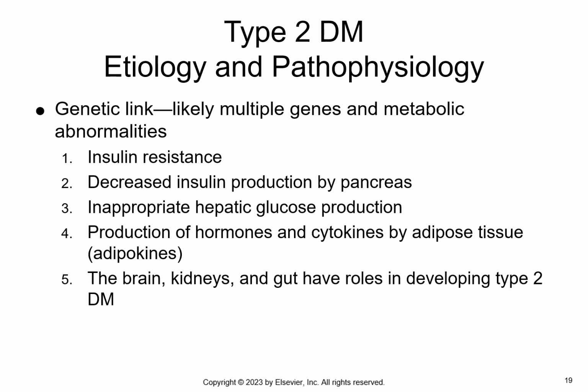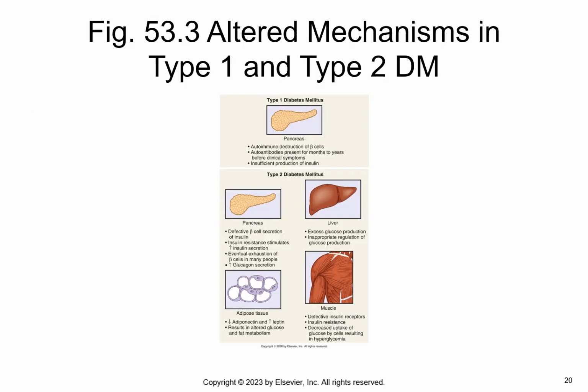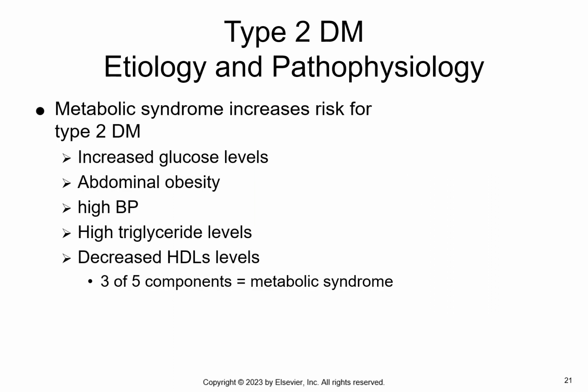Finally, the brain, kidneys, and the gut have roles in developing type 2 diabetes mellitus. We are continuously learning more about the metabolic factors in developing type 2 diabetes. People with metabolic syndrome have an increased risk of developing type 2 diabetes. You have a comparative figure, 53.3, altered mechanisms in type 1 and type 2 diabetes. We're going on to talk a little bit about metabolic syndrome.